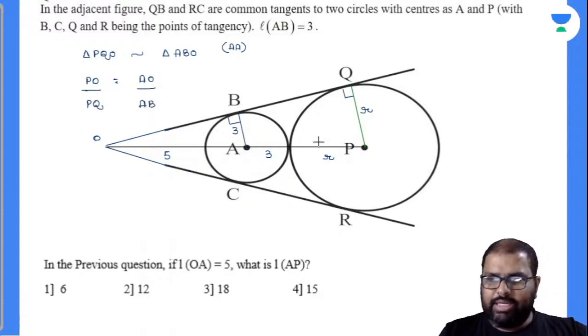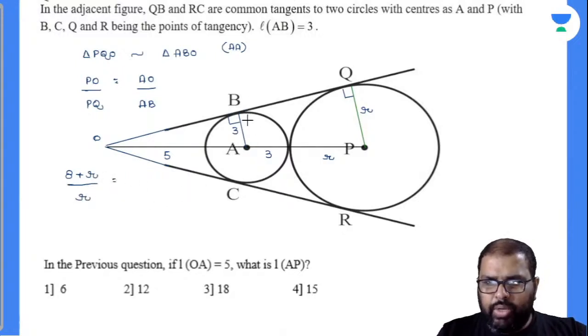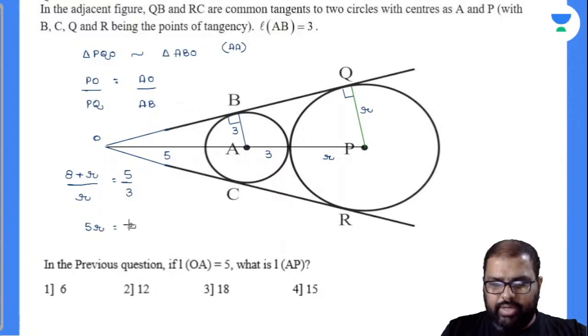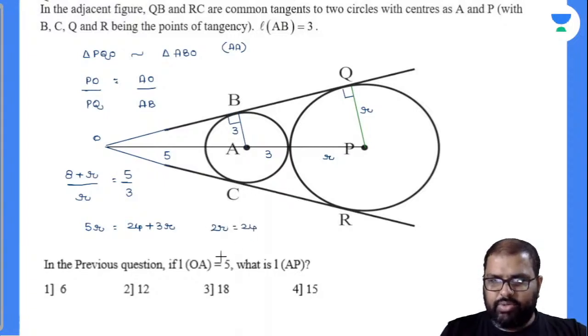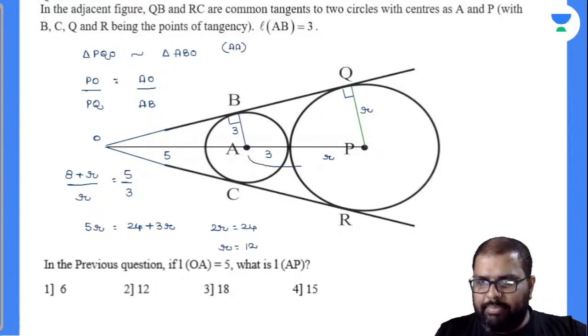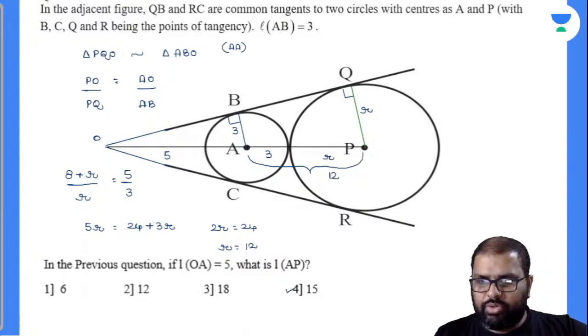So I can take down this data. What is PO? PO is 5 plus 3 plus R. So (8 plus R) divided by PQ length, which is R. Now how much is AO? AO is given as 5. AB length is given as 3. So 5R is equal to 8 threes are 24 plus 3R. So automatically 2R is equal to 24, R value is equal to 12. Now you are not asked to find PQ length, you are asked to find AP length. So 12 plus 3 added, the answer will be 15.